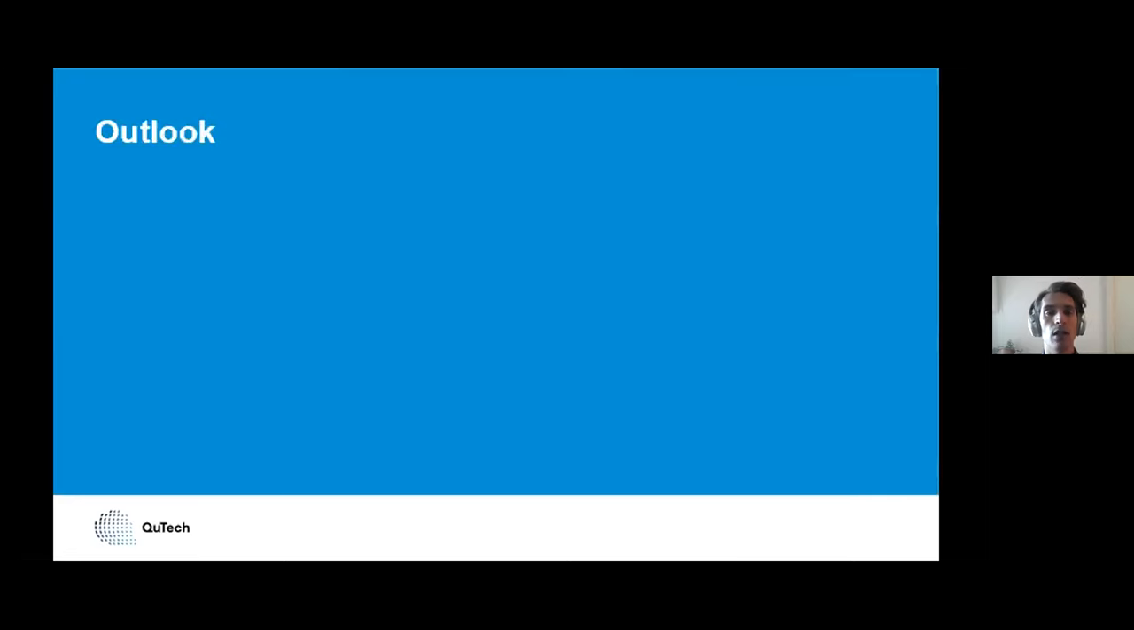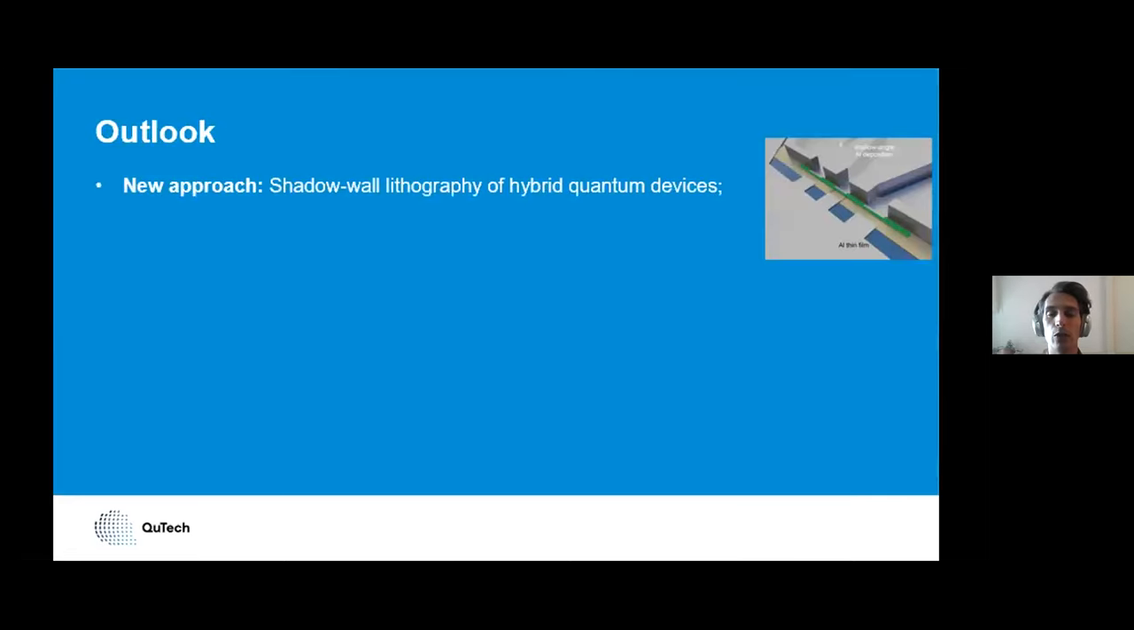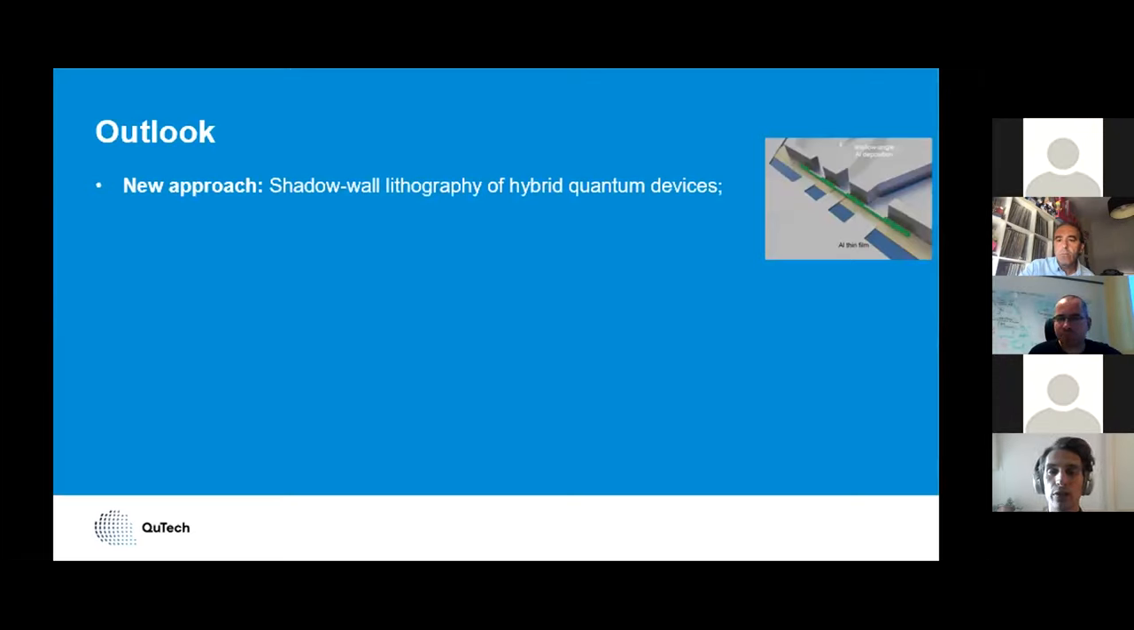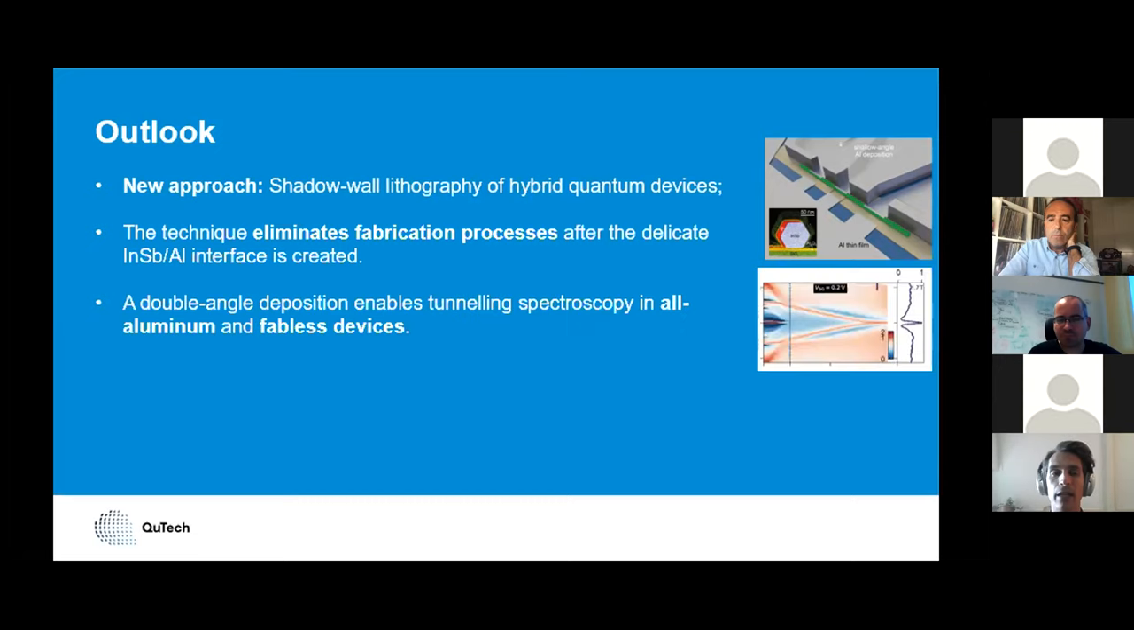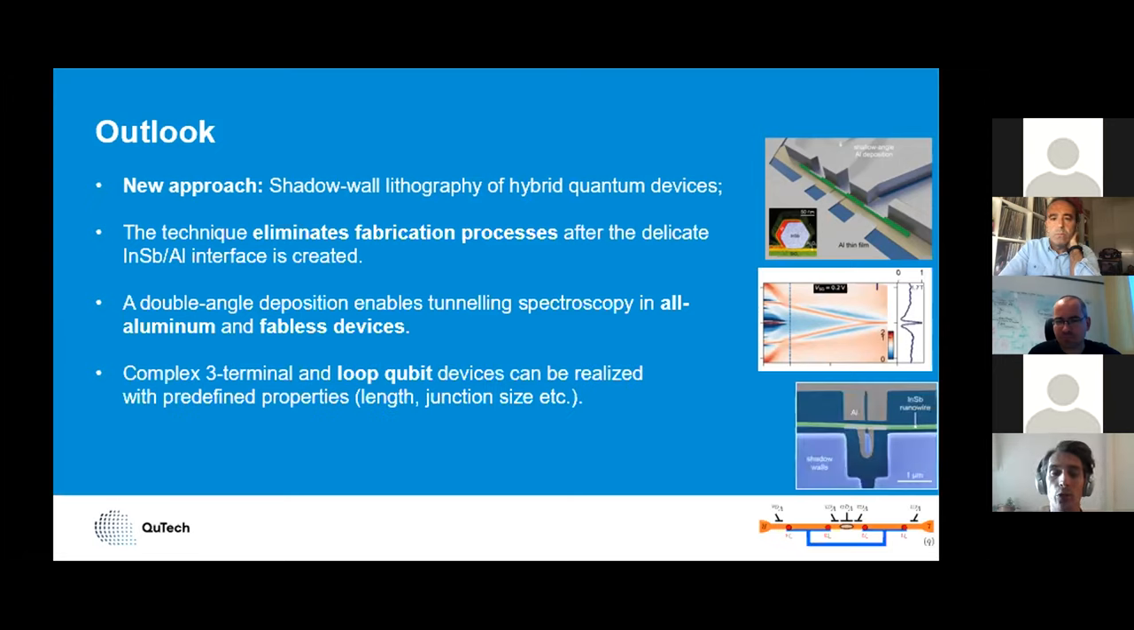So let me conclude. What we did in Delft is develop a new approach called shadow wall lithography of hybrid quantum devices. The idea is that we can use shadow walls and shadow deposition to eliminate most of the fabrication process after the delicate InSb-aluminum interface. And by engineering double-angle deposition steps, we can eliminate the need for etching or post-fabrication steps, such as the creation of a normal lead. This technology leads to three-terminal devices that can be used to look for a topological gap in nanowire devices.